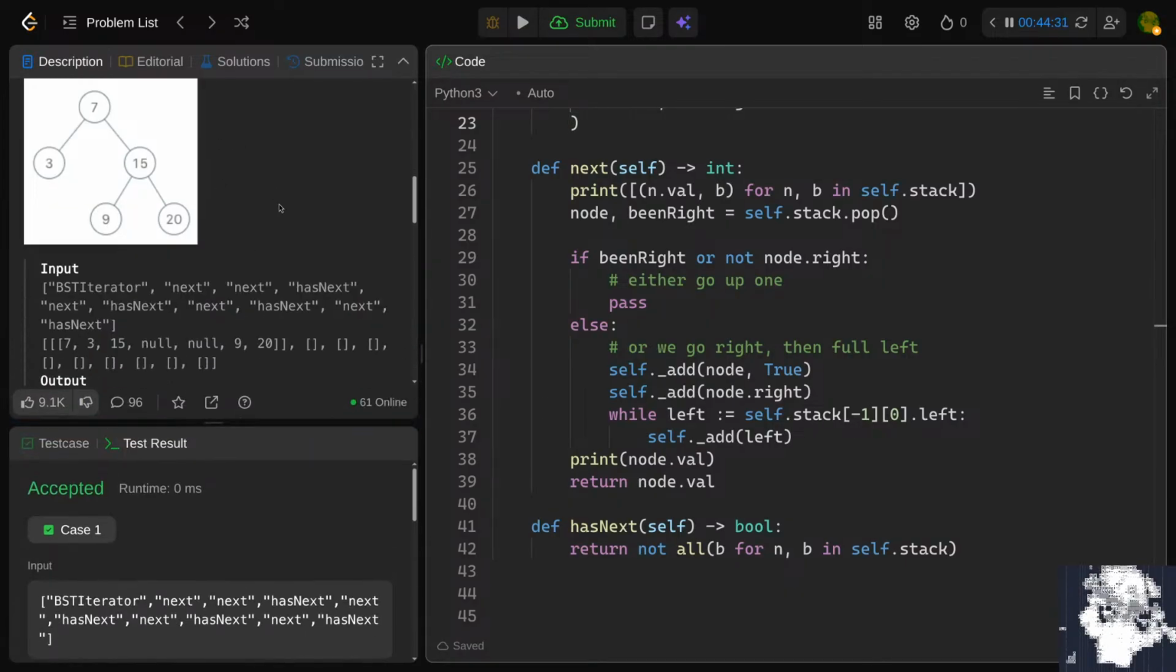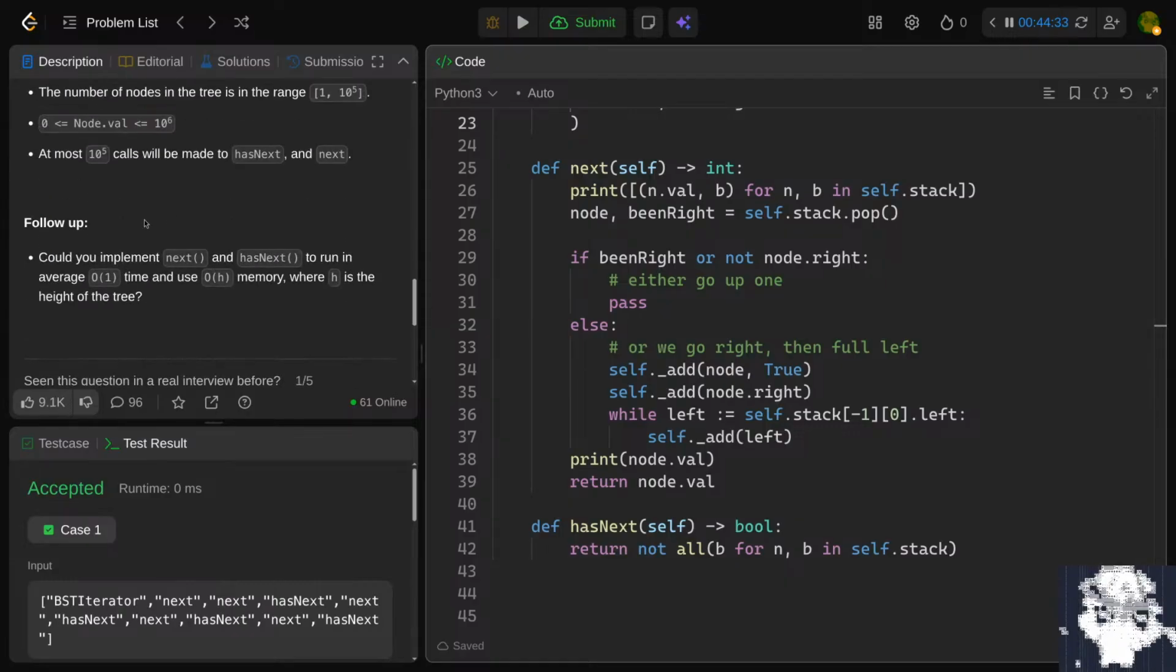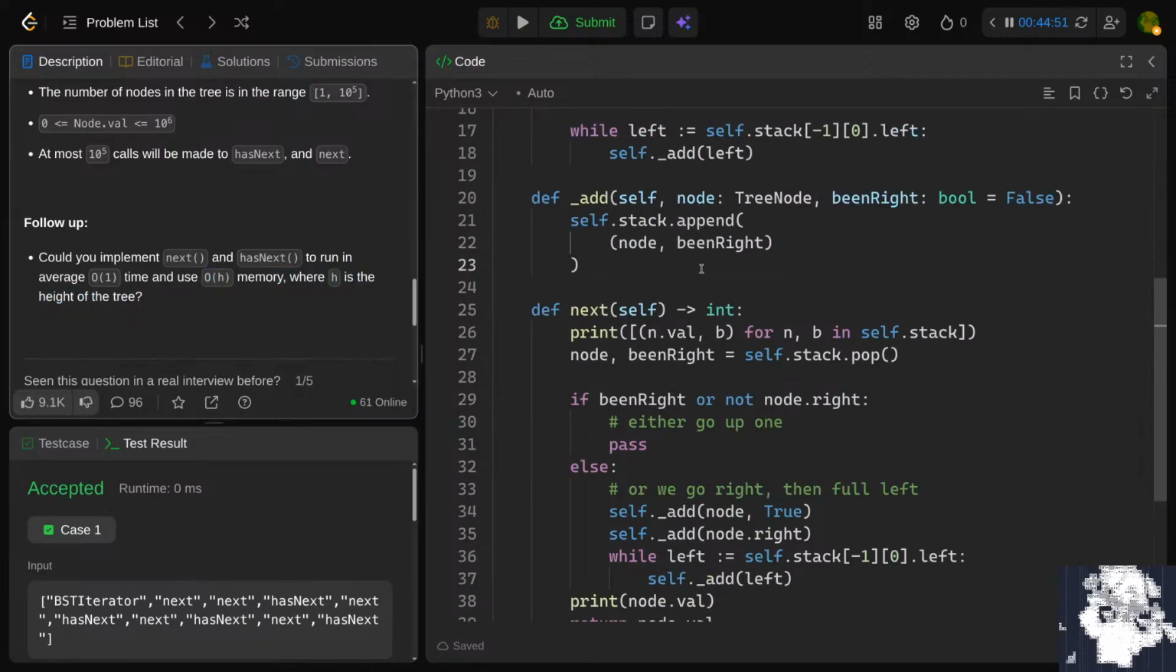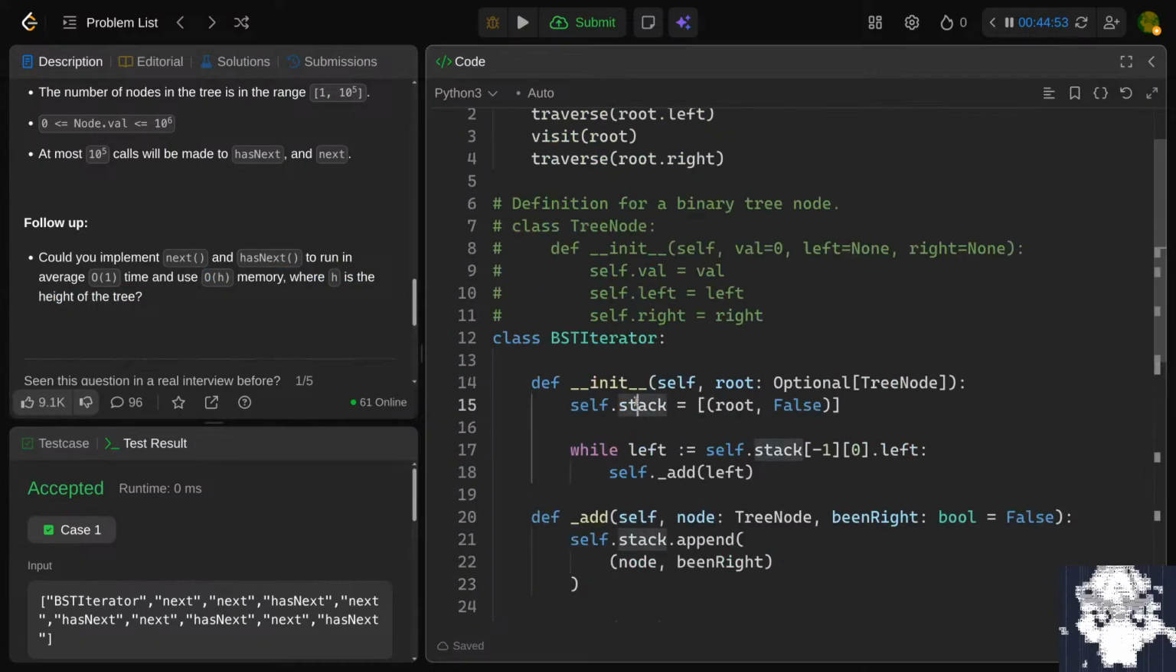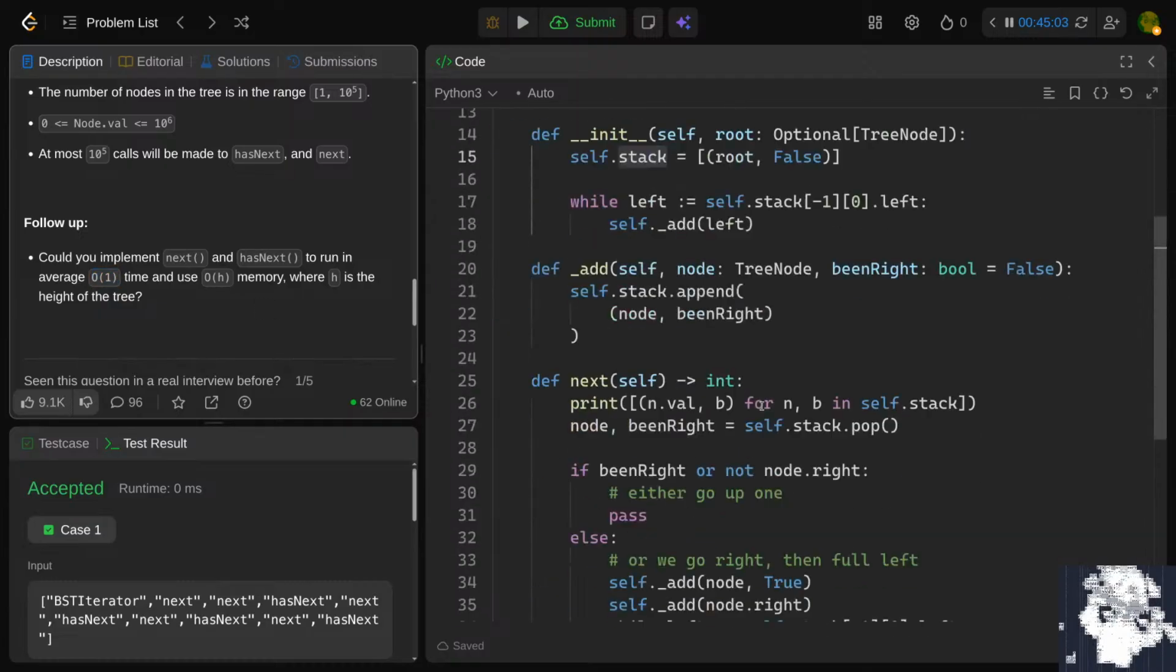Okay, now the question had some extra constraints here. Follow-up: could you implement next and has next to run in average O of 1 time and use O of H memory, where H is the height of the tree? Well, I'm already doing the O of H memory because I'm only remembering a stack that goes up to the depth of the tree. Next and has next to run in average O of 1 time.